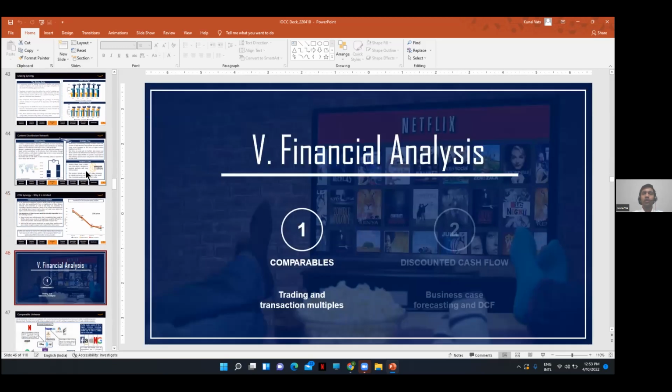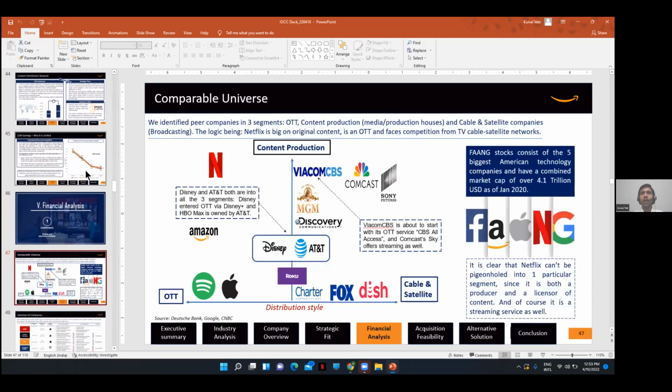Now we go to financial analysis, and first we talk about relative valuation, which covers comparables. To understand comparables, you need to first understand the universe of companies here. We divided the entire entertainment and media players into OTT, cable satellite companies, and content production companies. And you can see Disney lies in the middle somewhere.